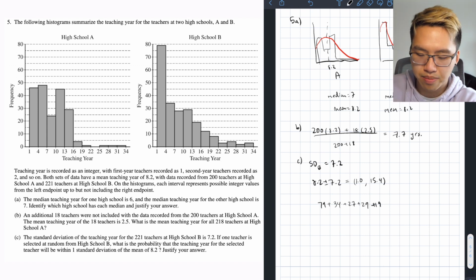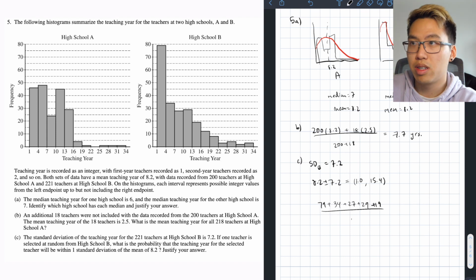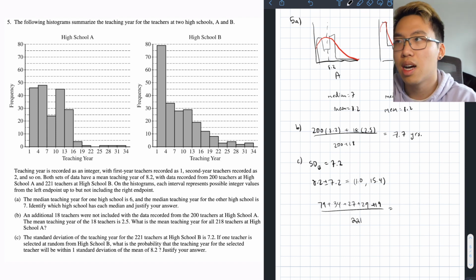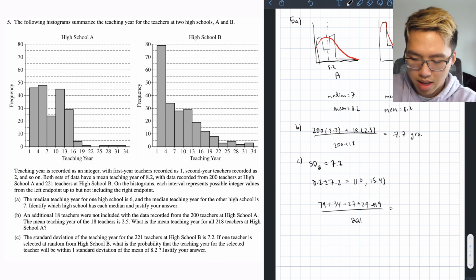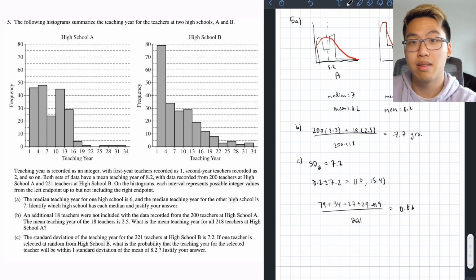So 19. And we know that there's a total of 221 teachers at high school B. So again, we do a bunch of math, and that comes out to 0.86. And I think that's it.